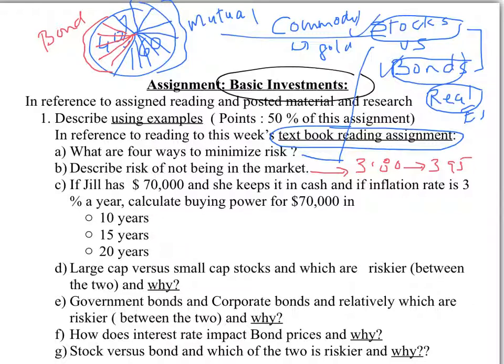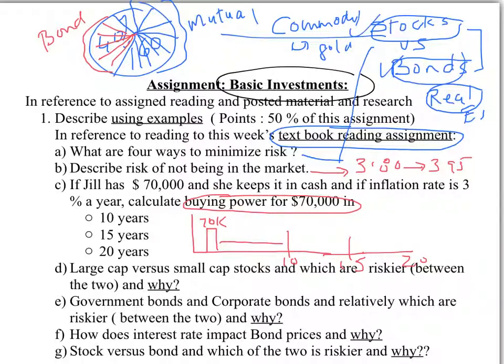Now, part C is touching on what we said in B, but we are trying to quantify it. What this means is that if I had $70,000 today, what is it going to be worth in 10 years? What is it going to be worth in 15 years? And what is it going to be worth in 20 years? Obviously, we know it's going to be worth less because of purchasing power. What we can buy for $70,000 today is going to be less tomorrow, and so on. So we know the number is going to be less than $70,000. The question is, how do we calculate it?